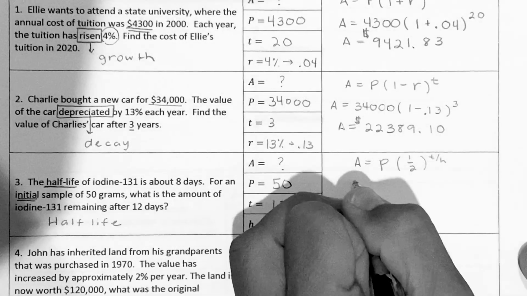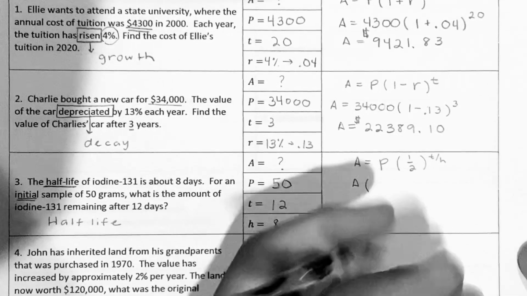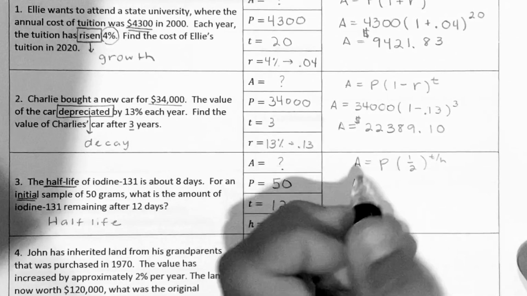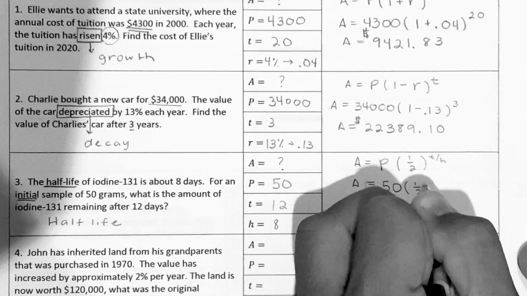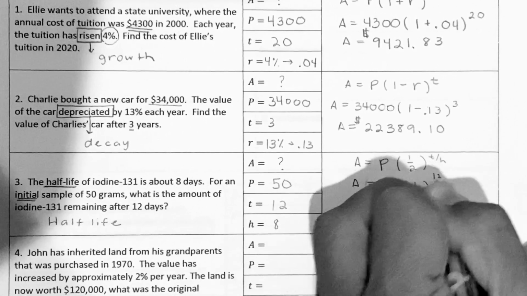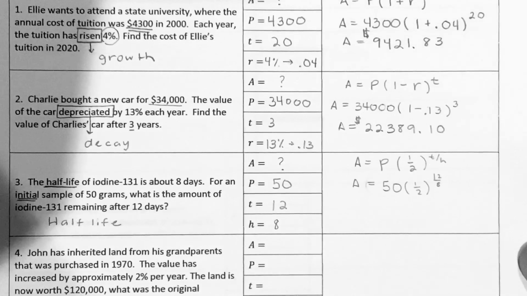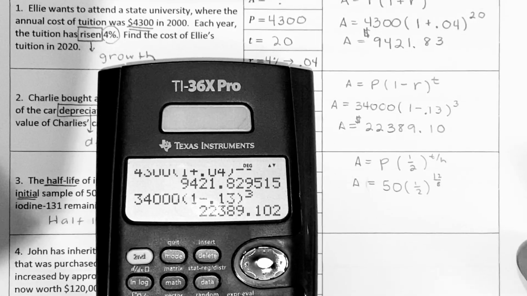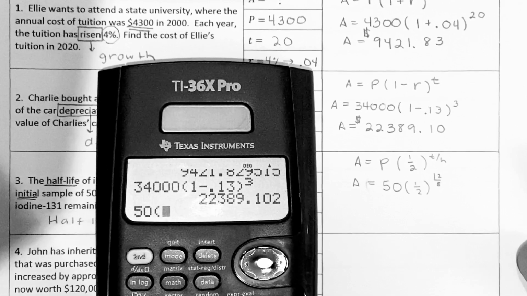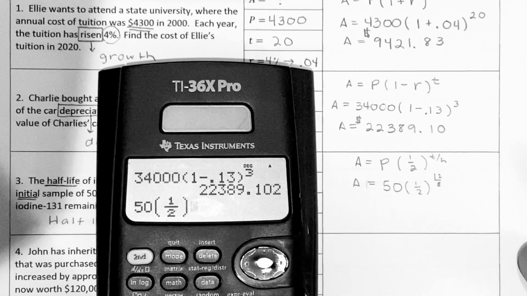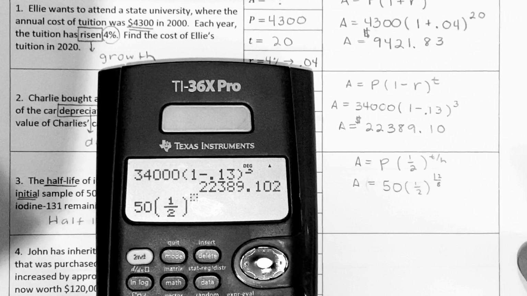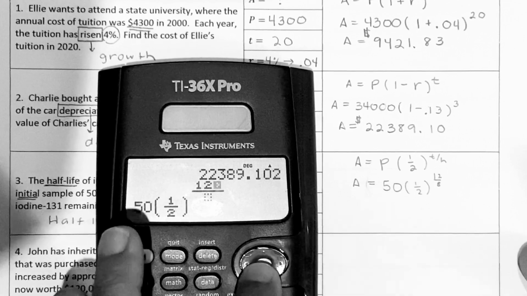So I'm just going to be plugging this into my formula. A equals P, which is 50. 50 times 1/2 raised to the 12 over 8. T is over H. So A equals 50 times 1/2. You can use your fraction button. You could also use just 0.5 there, 1/2, 0.5, they're the same thing. Raised to, again, fraction bar 12 over 8.